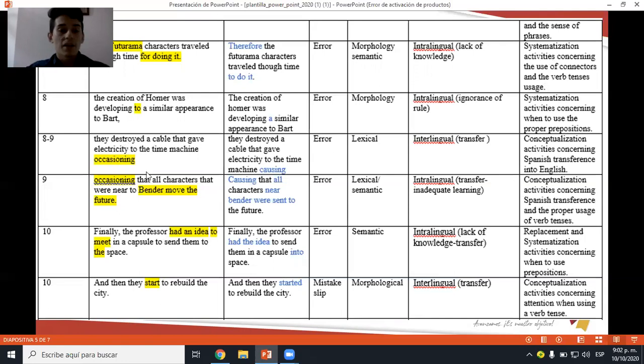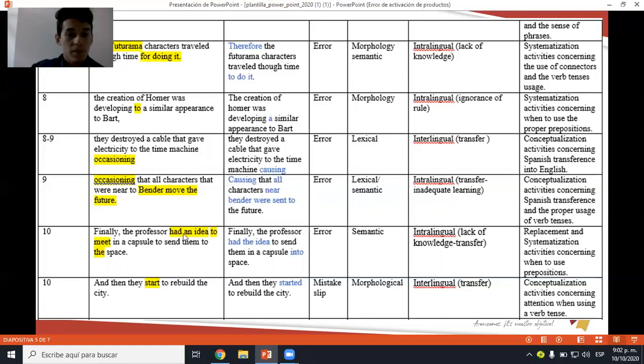And in this one here, you can see it's an interlingual problem because they tend to transfer from Spanish to English, because "occasioning" doesn't exist in English. It's "cousin". And as a remediation activity, I propose a conceptualization activity concerning Spanish transference into English in order to make them see that they were making this mistake because they were taking words from Spanish that weren't supposed to be there.